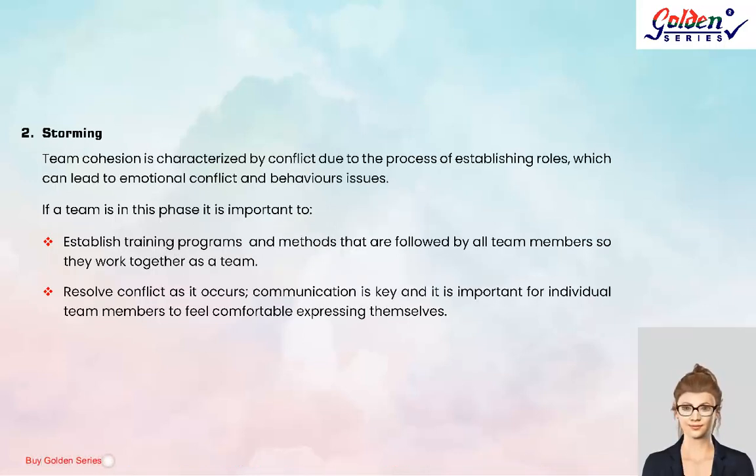2. Storming. Team cohesion is characterized by conflict due to the process of establishing roles, which can lead to emotional conflict and behavior issues. If a team is in this phase, it is important to establish training programs and methods that are followed by all team members so they work together as a team. Resolve conflict as it occurs. Communication is key and it is important for individual team members to feel comfortable expressing themselves.